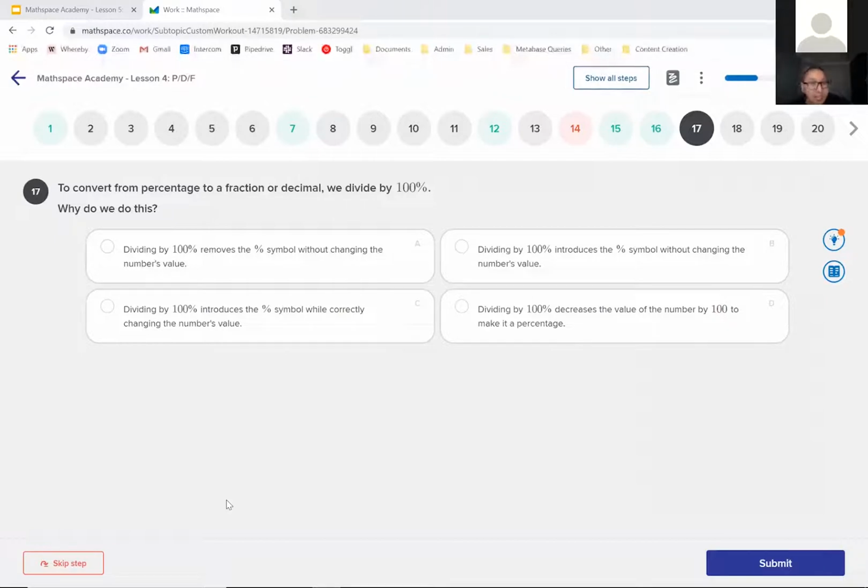To convert from a percentage to a fraction or a decimal, we divide by 100. Why do we do this? It's going to be similar to the other one, but the opposite. Dividing by 100 removes the percentage symbol without changing the number's value. I want the one that doesn't change the value. Is that the only one that doesn't change the value? No, the second one does as well. Dividing by 100 introduces the percentage symbol. It doesn't do that. Dividing by 100 decreases the value of the number by 100 to make it a percentage. No, it's going to be A.